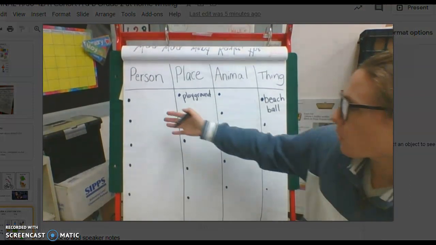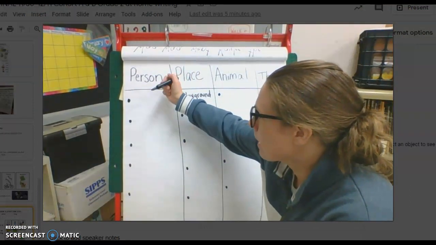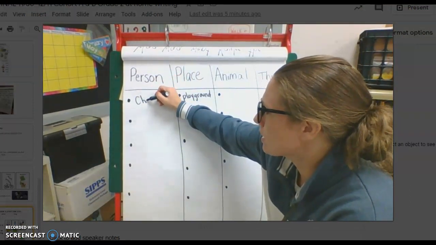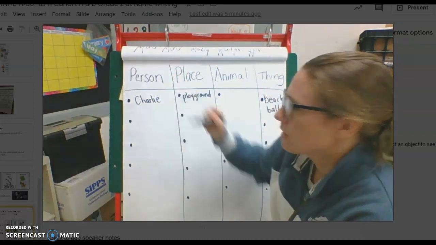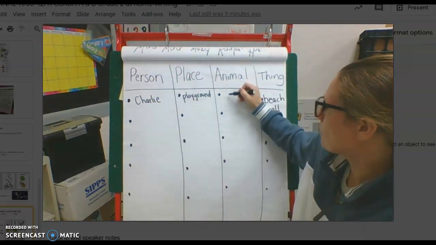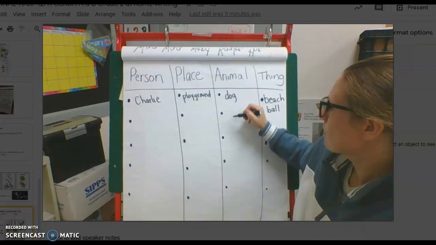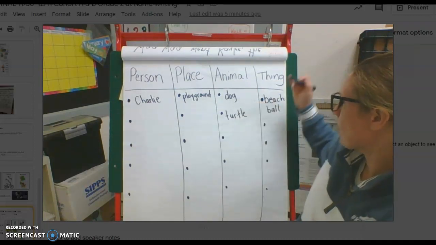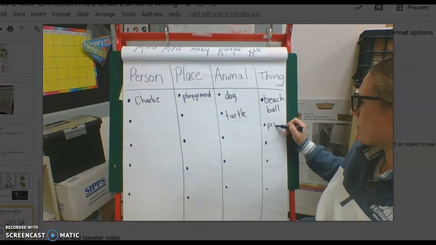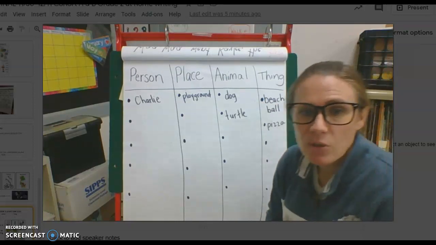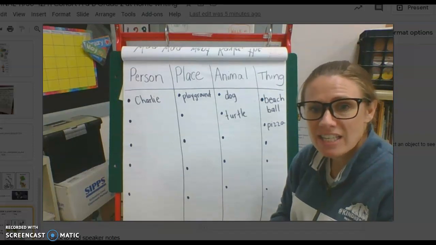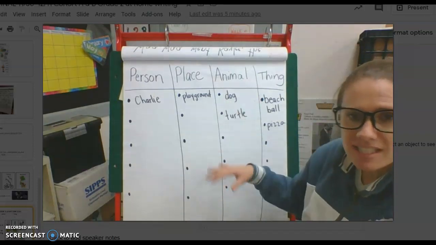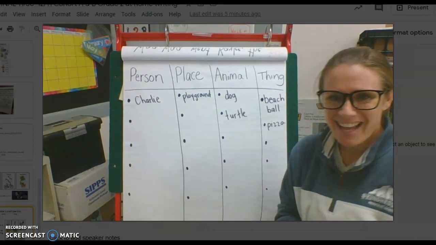So you can use the ones on that slide to help you, but then you can come up with anything you want. So a person, it might be my daughter. Her name is Charlie. She's a person. An animal, maybe a dog, maybe a turtle. A thing. How about pizza? I love pizza. And you need to keep going until you have at least five in each category. And all of these things are subjects. Have fun!